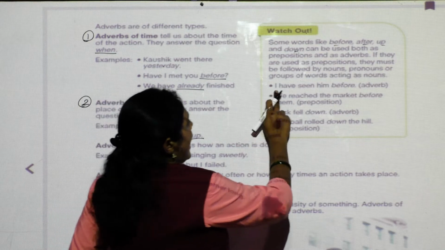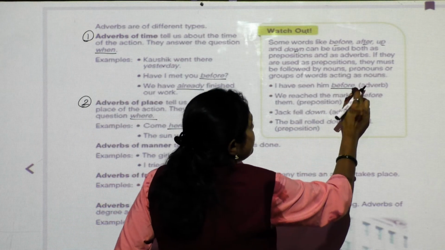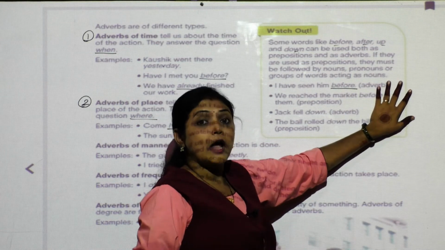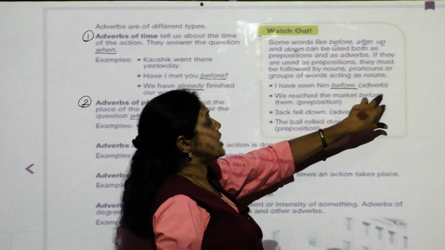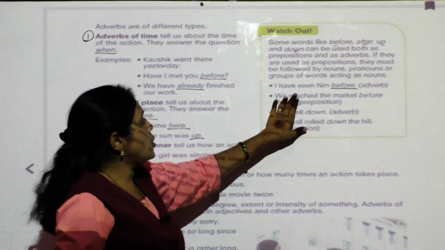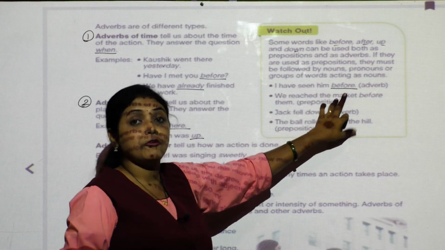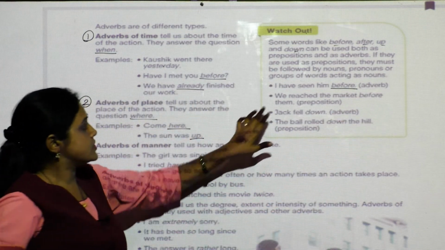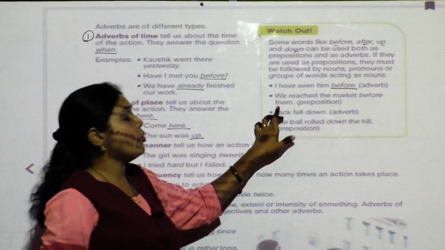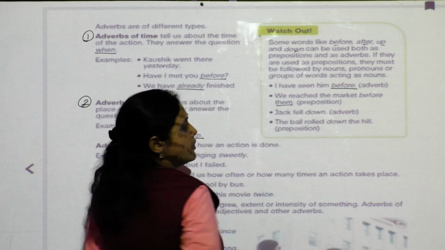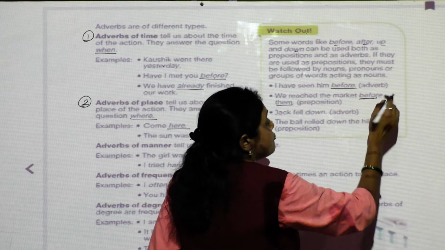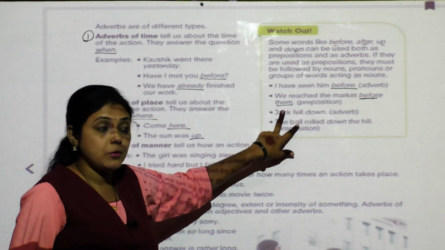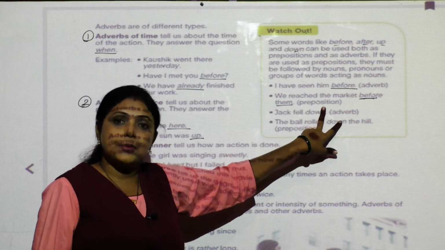For example, I have seen him before. Here, after before, can we see any noun or any pronoun or any group of words? Is there anything written after this before? No. So in this case, before is adverb. Next, we reach the market before them. Now see, them is a pronoun. After this word before, I am using the pronoun them. So in this case, before is preposition.